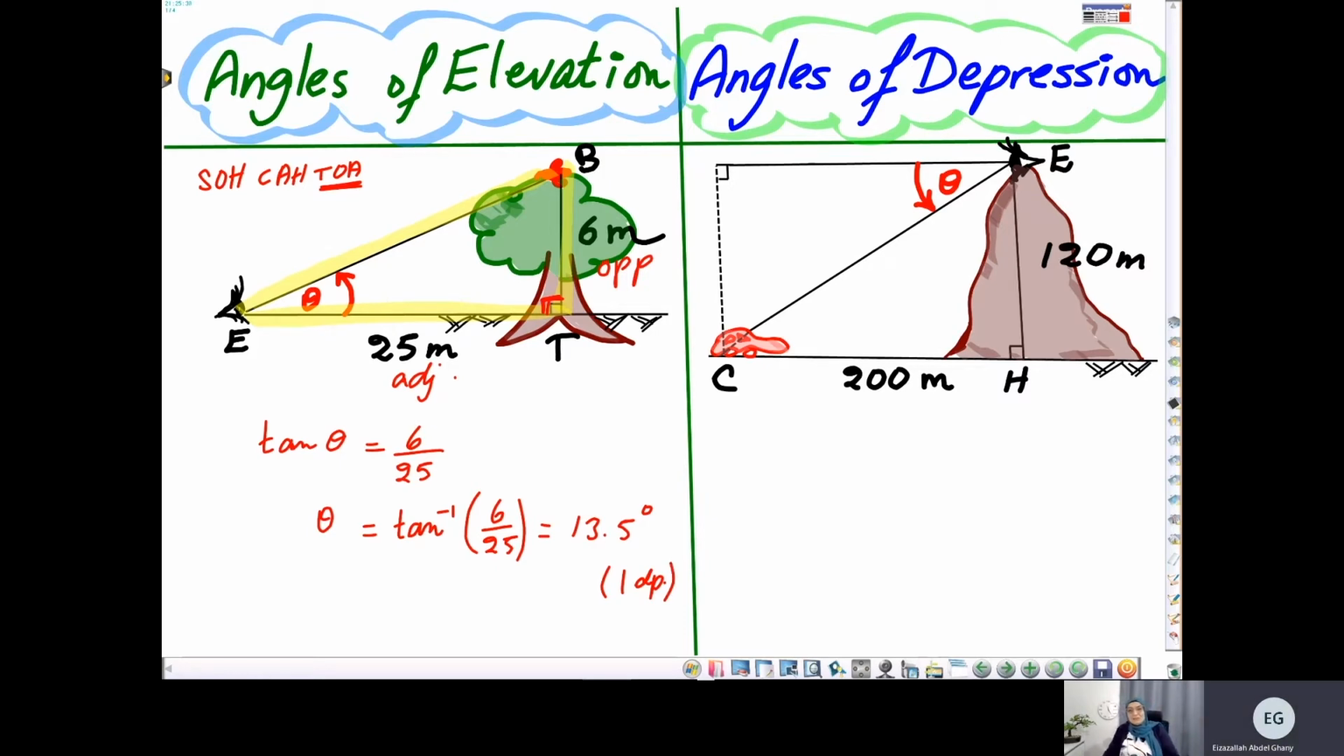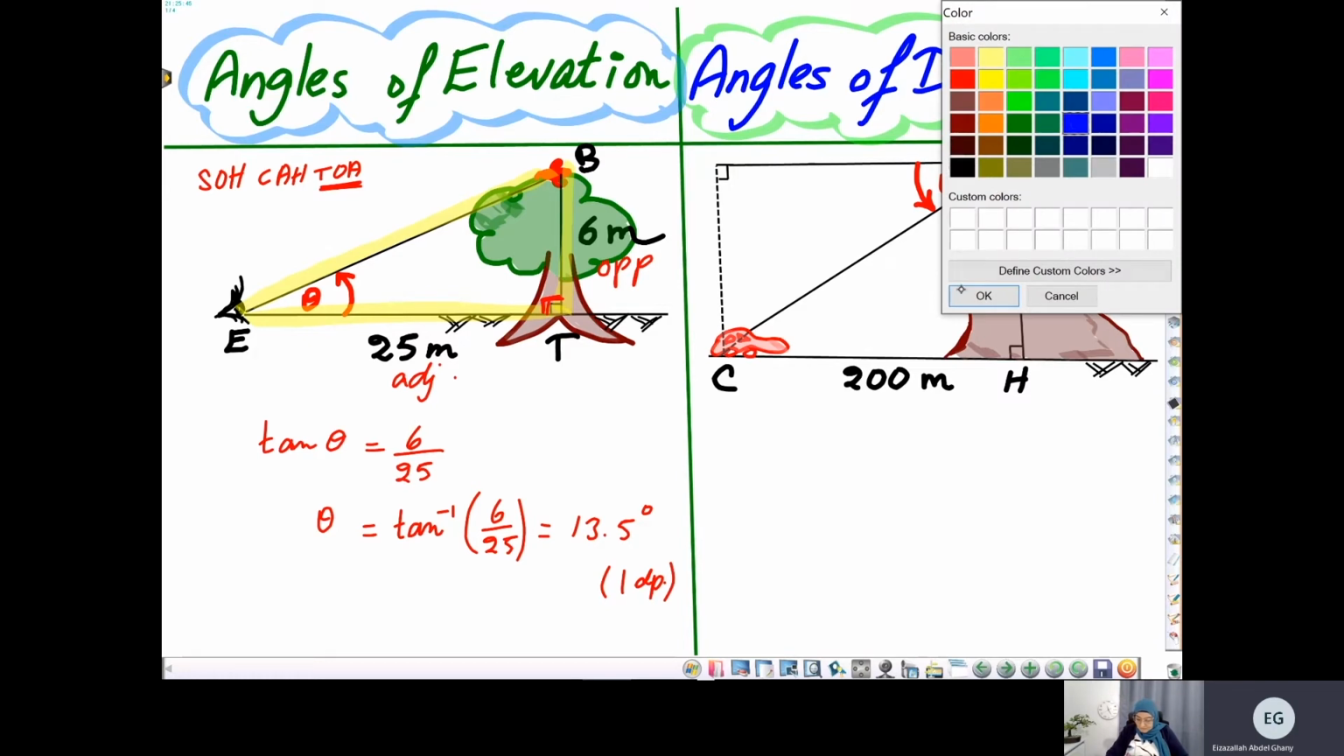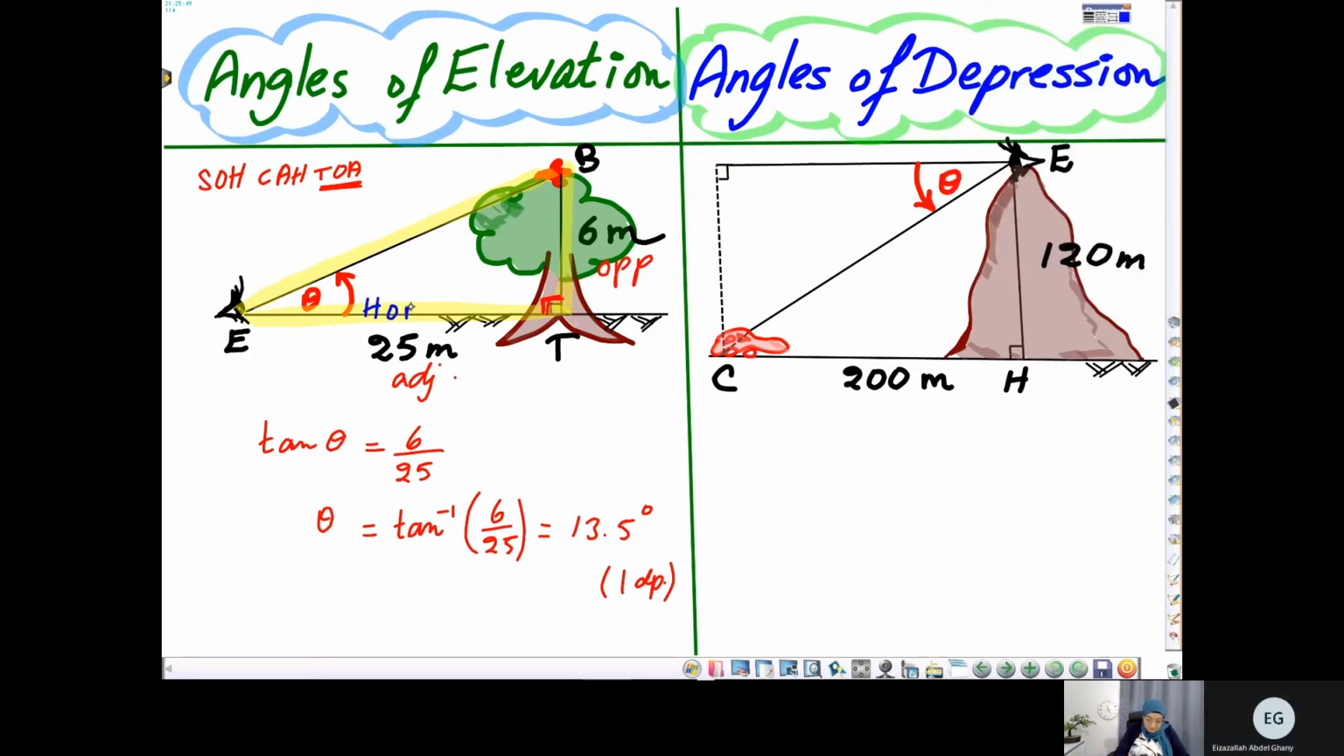Now about angles of depression. You have to know that the horizontal is very important in both questions. Here is the horizontal, because the ground is horizontal in math. And the trees are vertical in math. So vertical with horizontal, they form 90 degrees. Also, here is the horizontal line of sight. Also, we have a horizontal ground. So, two horizontals are parallel.